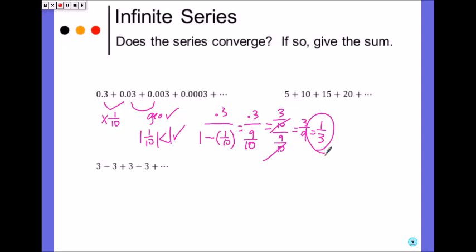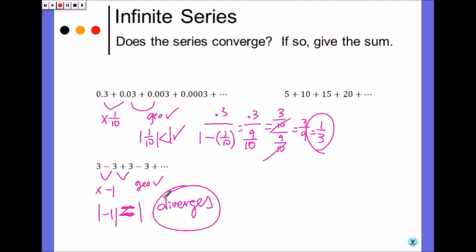Here, what are we doing? Multiply by negative 1, right? So it's geometric, but the absolute value of negative 1 is not less than 1, it is equal to 1. It's not less than 1, so it diverges.